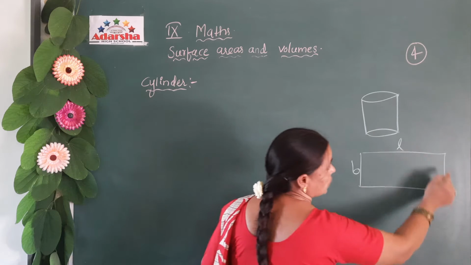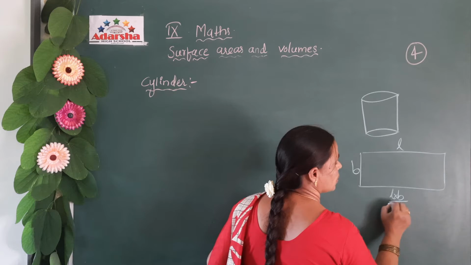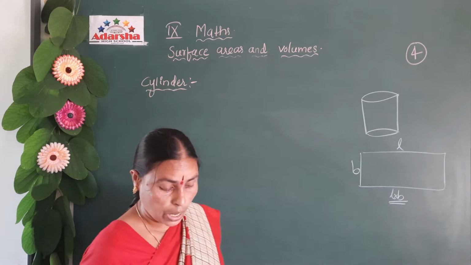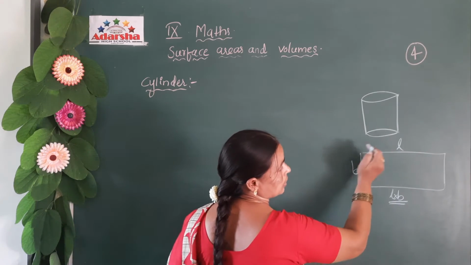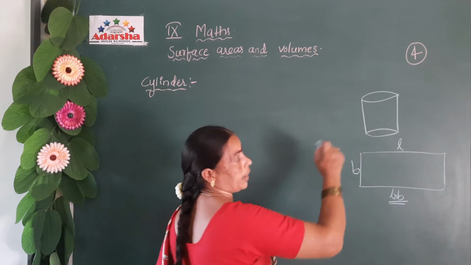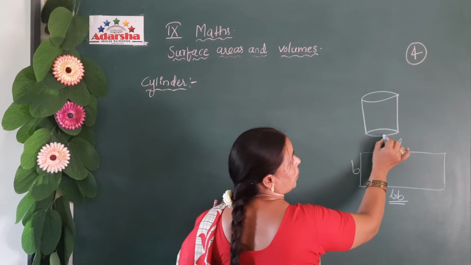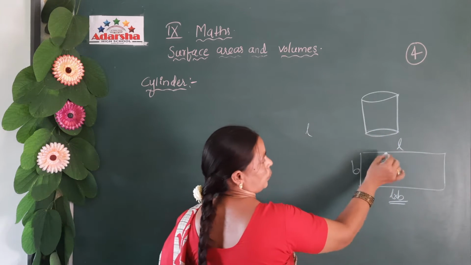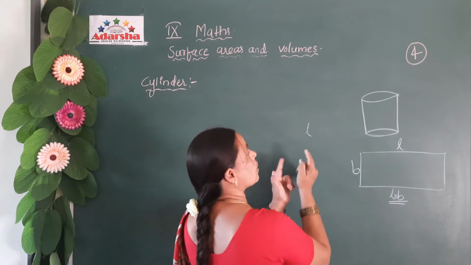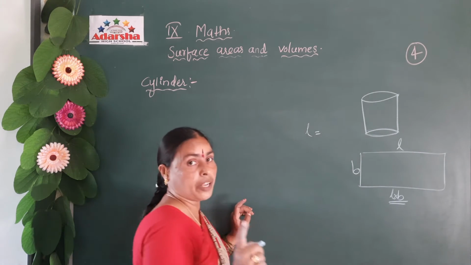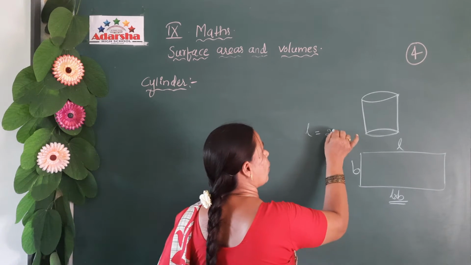What is the area of this rectangle? We know the area of a rectangle is length into breadth. How can you get the area of the cylinder? What we did here is fold this rectangular sheet of paper into a cylinder. So here this is the circular face of the cylinder. The perimeter of the circular face is L. L becomes the perimeter of the circular face. What is the perimeter? That is the circumference of a circle, which is equal to 2 pi r.